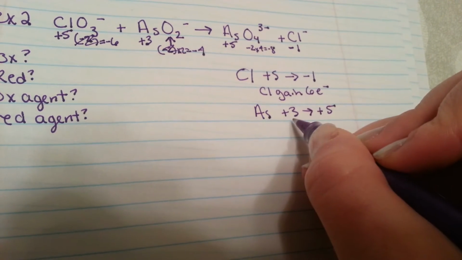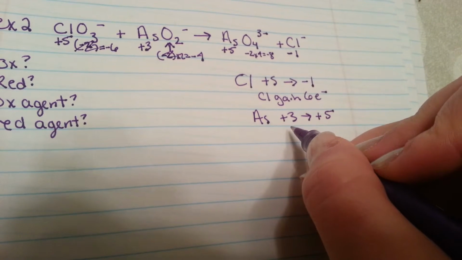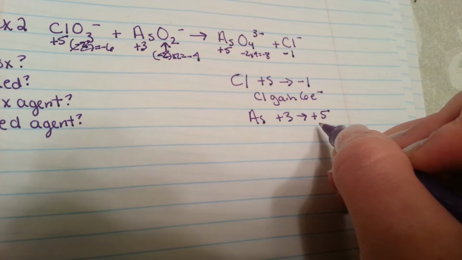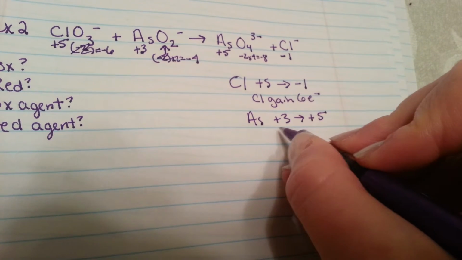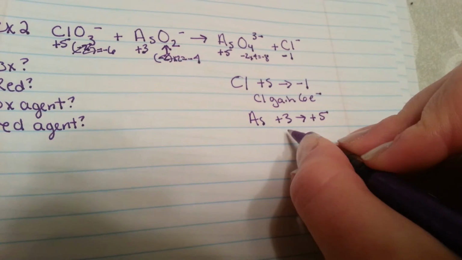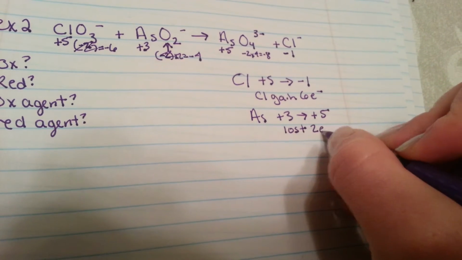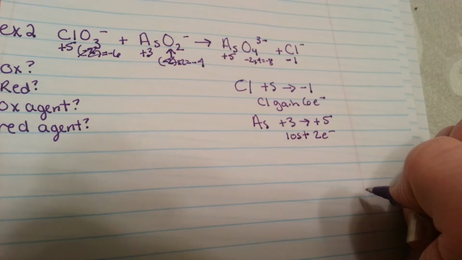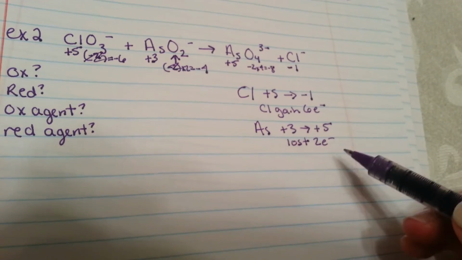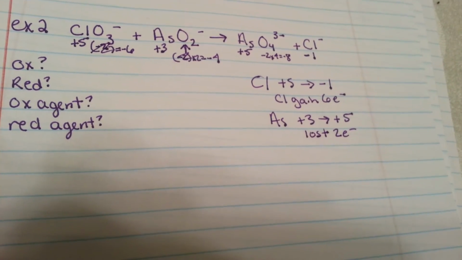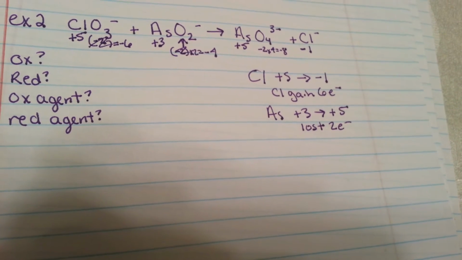And the As went from being a positive 3 to a positive 5. This means that when it's a positive 3, it had 3 less electrons than protons. It had 3 more protons. But then it had 5, a difference of 2. So this means this As, to go from positive 3 to positive 5, had to lose 2 electrons. And this isn't a balanced equation, and we can see that it's not balanced due to the electrons lost not equaling the electrons gained, and we'll deal with balancing that in the next section.